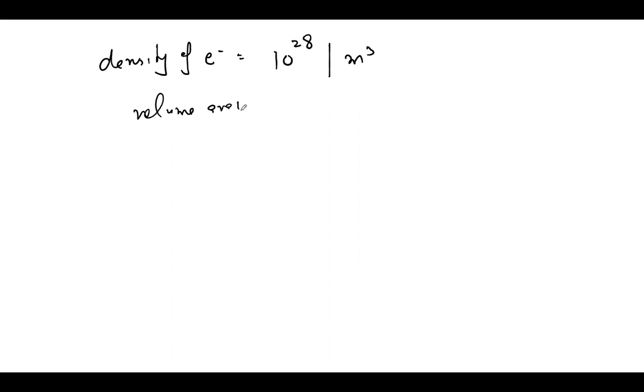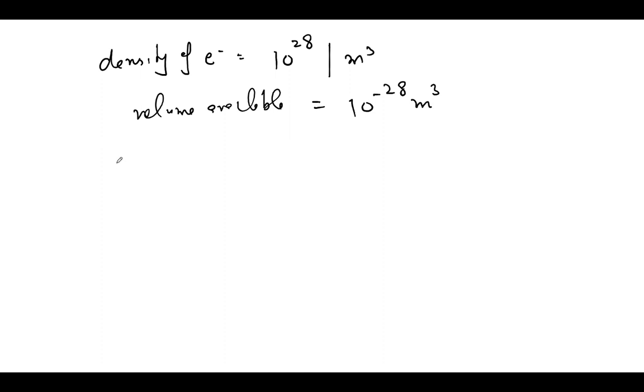So in that case, the density of electrons is approximately 10 to the power 28 per meter cube, and the volume available for each electron is of the order of 10 to the power minus 28 meter cube.